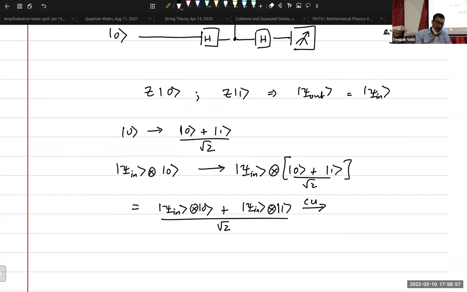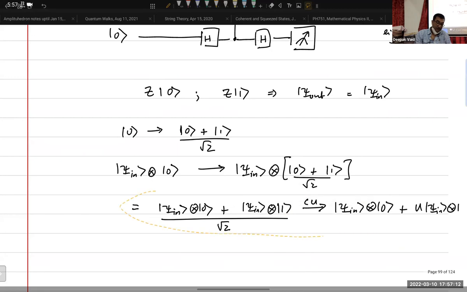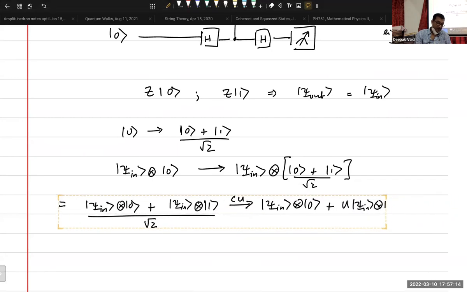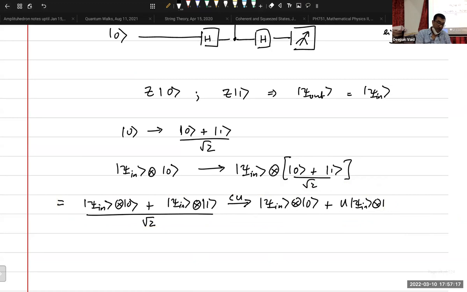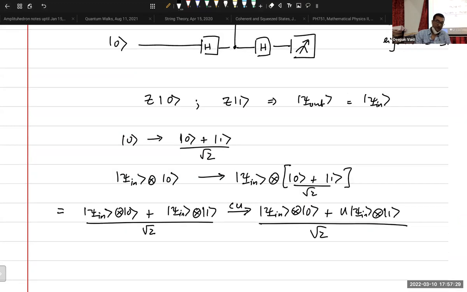So after this, this is the controlled unitary operation. You end up with the state psi in 0 plus U acting on psi in tensor 1. And I hope you all can see why doing all this on a blackboard would be, well, not very elegant, maybe. You end up with this state, okay, where U acts only on psi in.